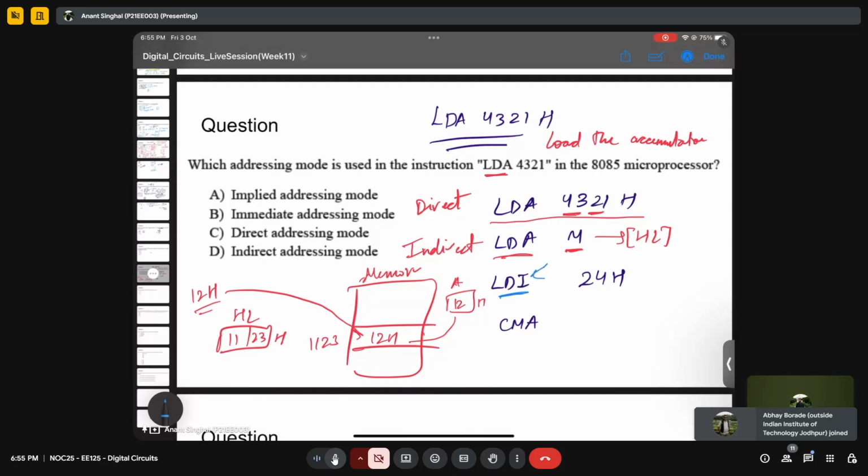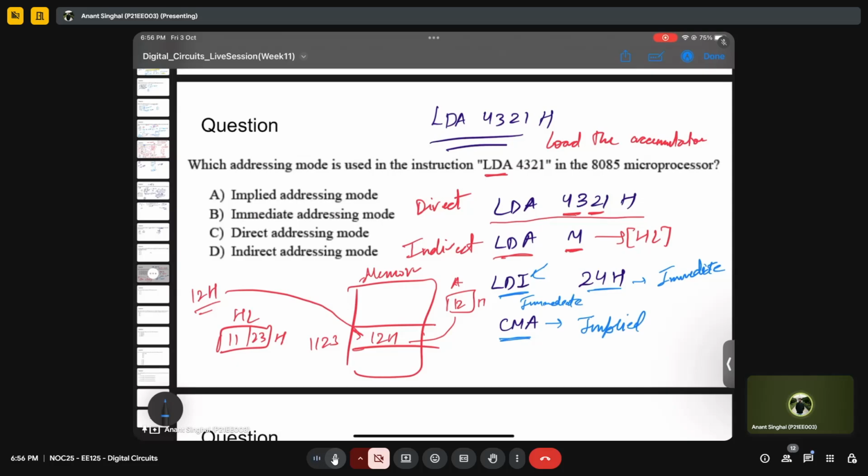Then the third option says it is LDI. As I already told you, it is immediate. So immediately load the accumulator with 24H. This is immediate addressing. And last is CMA. CMA means we just need to complement the accumulator. We are not loading or doing anything. So this is an implied addressing mode, where we are implied to do the complement of the accumulator.